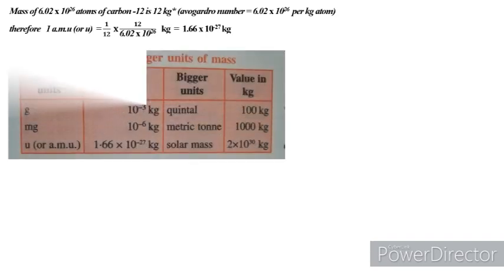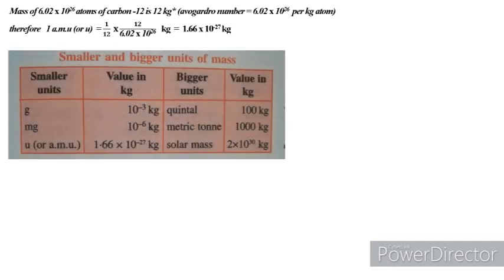There are some maths given in it, but we don't need to study it, we just understand. It is a multiplication of the mass with the standardized Avogadro's number, and finally we get 1 AMU is equal to 1.66 into 10 raised to minus 27 kg. You just keep the value in mind. And here I have also given an image of the smaller and bigger units of mass and their values. Just keep it in mind and we need to study.